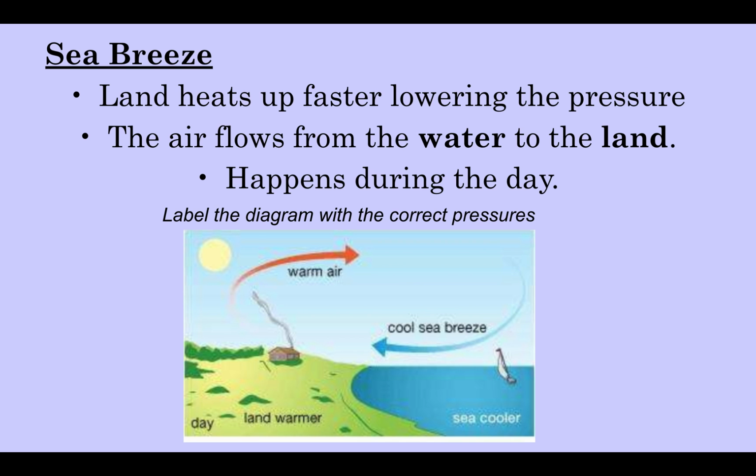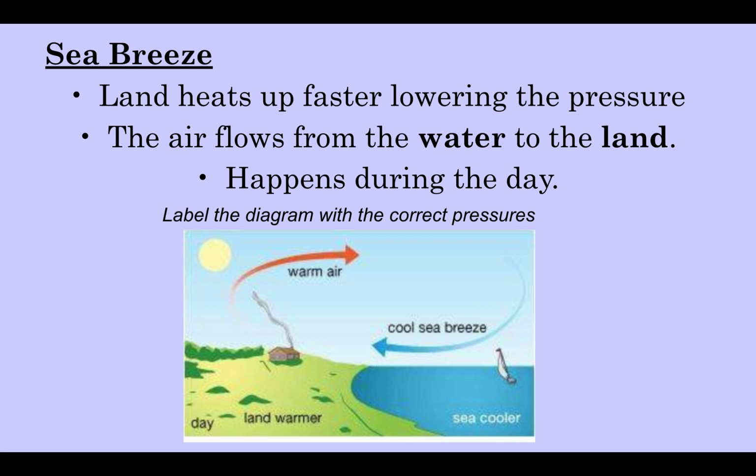So, first we're going to talk about sea breeze. A sea breeze is when land heats up faster, lowering the pressure, and air flows from the water to the land, and this happens during the day. Let me explain using this diagram. So, go ahead and label the diagram as I am explaining.